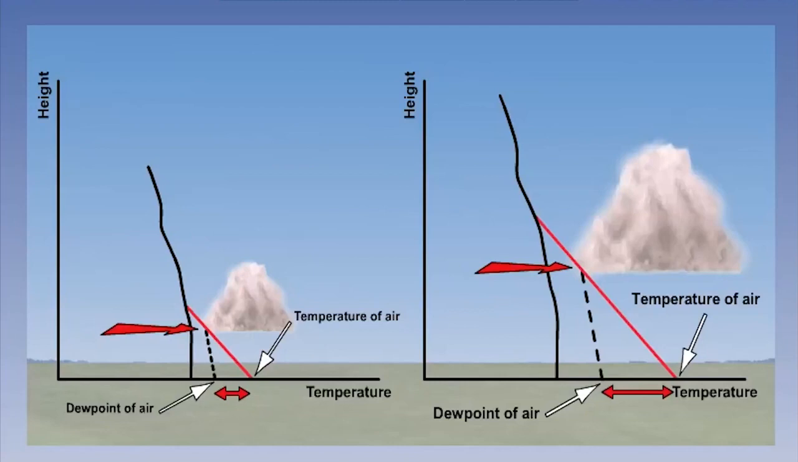Notice how the separation between the surface temperature and dew point has grown bigger. We can see, therefore, that if the separation between surface temperature and dew point is greater, then the convective cloud base will be higher.